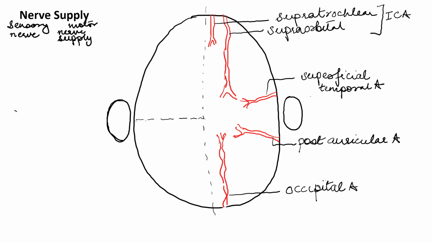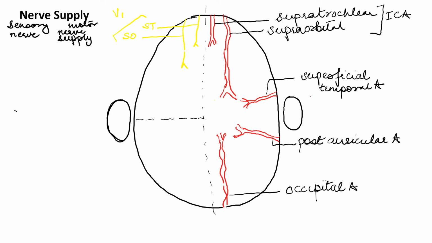Accompanying the supratrochlear and supraorbital branches of the internal carotid artery, which were branches of the ophthalmic artery, we have a supratrochlear nerve and a supraorbital nerve. These nerves are branches of the ophthalmic division of the trigeminal nerve, which is the first division of the trigeminal nerve. So we also call it 5-1. Now, these nerves together supply the skin of the forehead, as well as the adjoining area of the scalp.